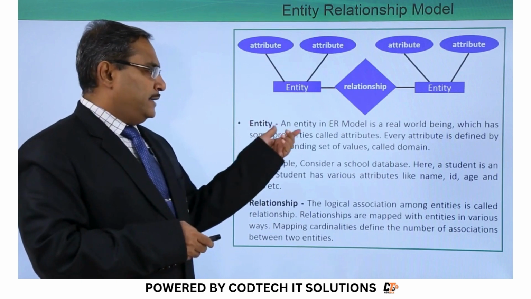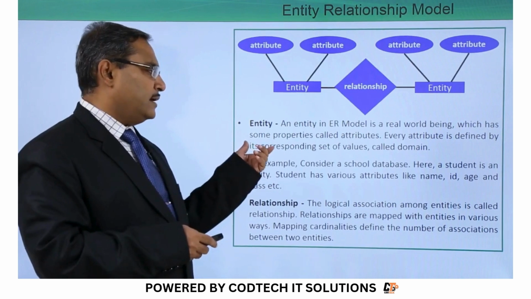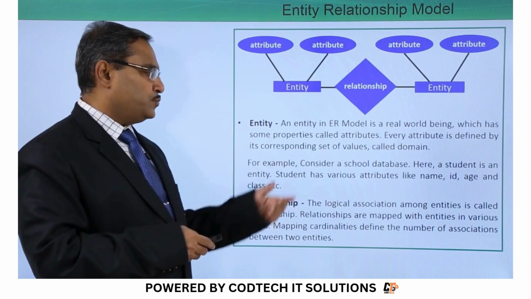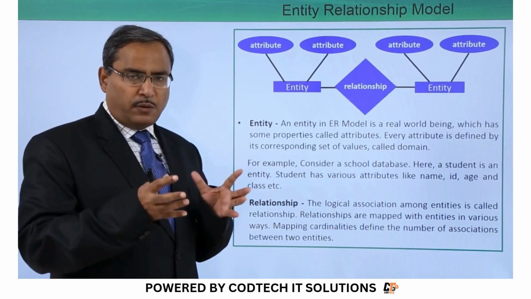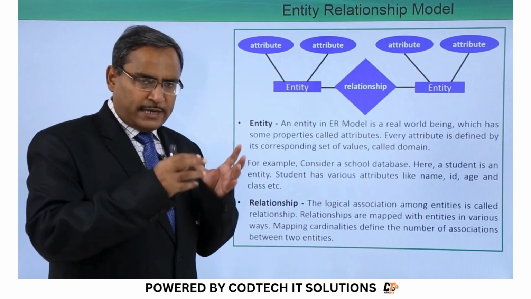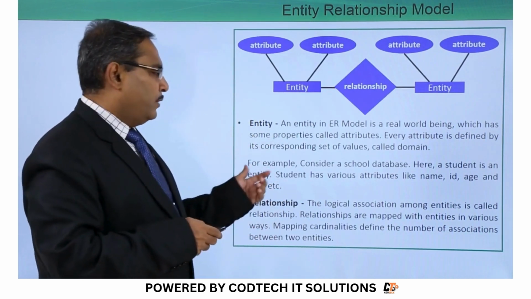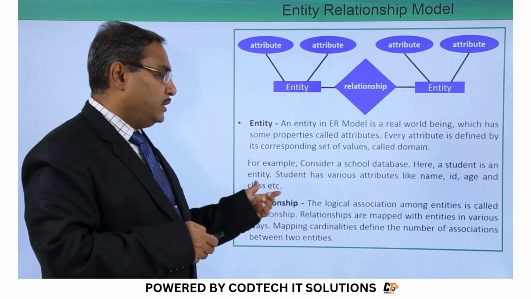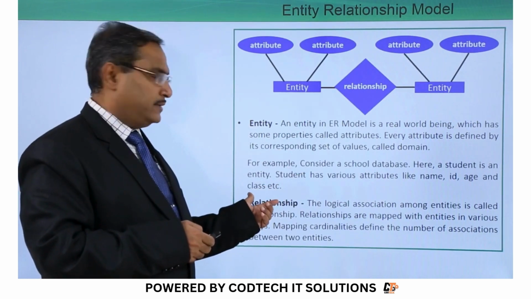An entity in the ER model is a real world being which has some properties called attributes, and every attribute is defined by the corresponding set of values called the domain. Domain is nothing but a set of values from where you can pick one value to instantiate one attribute. For example, consider a school database. Here a student is an entity. Student has various attributes like name, ID, age and class, etc.